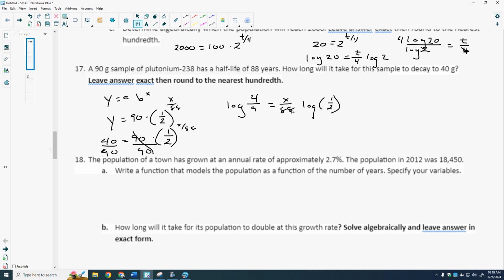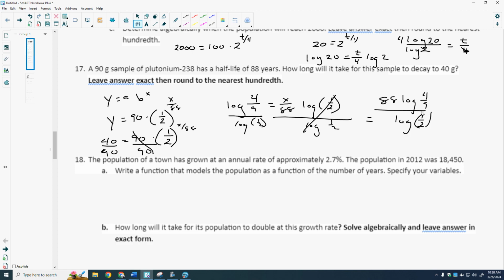Next step, trying to get x by itself. Divide by the log of a half. That goes away. Multiply by 88, right? Trying to get rid of that. So I get 88 times the log of 4 over 9 divided by the log of 1/2.